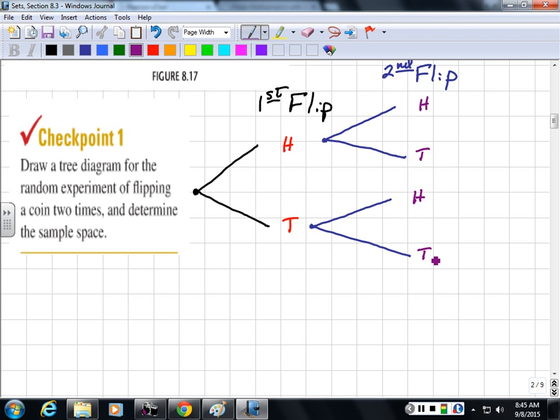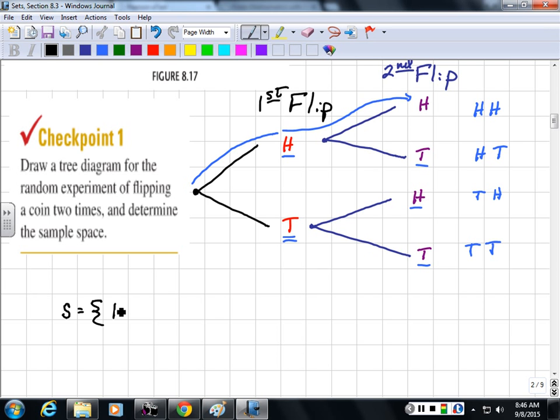And now I'm going to follow the branches of the tree diagram to list my possible outcomes. I start here, and this is a head, and then that takes me to a head. So I have head, head. Then I'm going to follow this one and then this one and get head, tail. This one will be tail, head. And then this one will be tail, tail. And I have listed the four possible outcomes. And the sample space S will be listed as a set, HH, comma, HT, comma, TH, comma, TT.